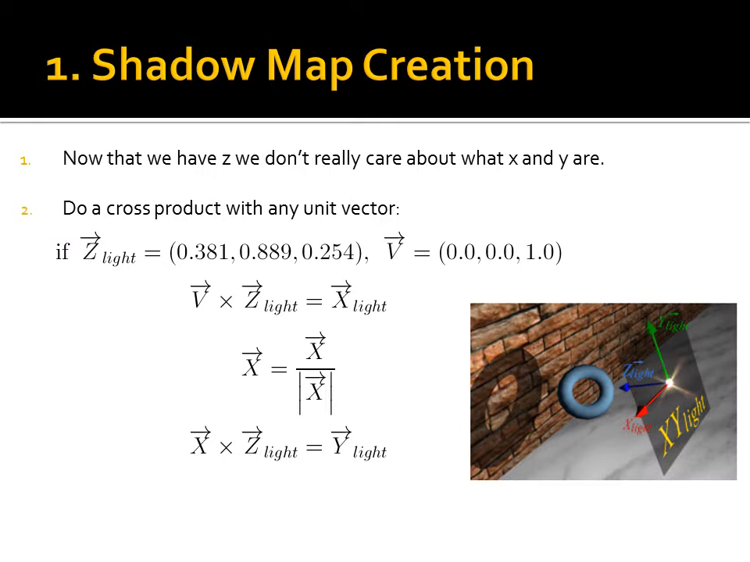Now that we have z, we can calculate x and y of the light coordinate system. It's irrelevant what they are. The z-light is the only one that really matters. The best way to calculate the x and y vectors is to just do a cross product between z-light, which we just calculated, and a unit vector with two zeros and a 1, and the 1 will be the smallest z value to eliminate floating point errors. A cross product always gives you a perpendicular vector, so v cross z is x. We can normalize x, and then x cross z is y.